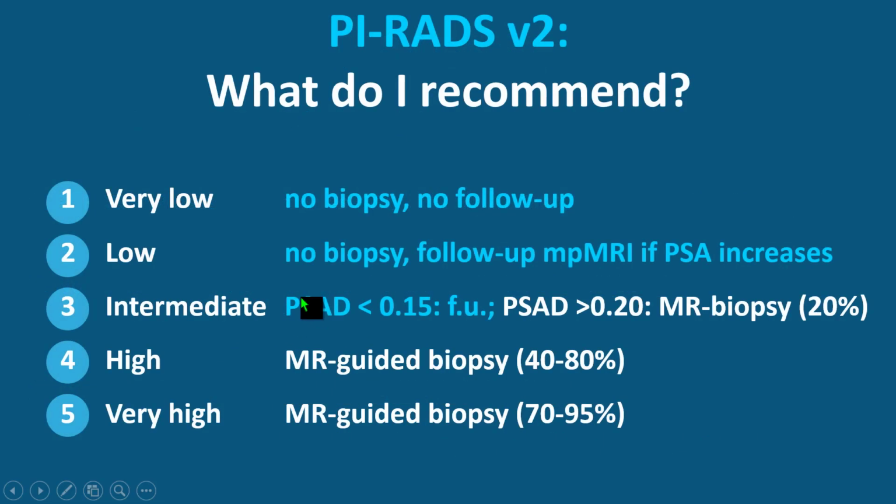What do I recommend based on my own experience, though you may use a slightly different protocol. In PI-RADS 1, no follow-up. In 2, follow-up with multiparametric MRI if the PSA increases. So send the patient home, be happy you don't have cancer, but I want to have your PSA within 1 year. And if it's stable, that's good. Then he can go home without an MRI. If it increases, you could consider doing an MRI.